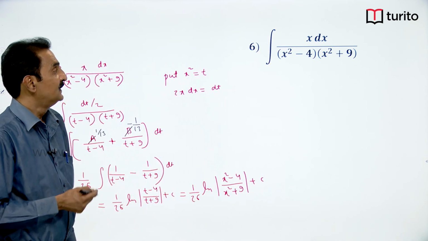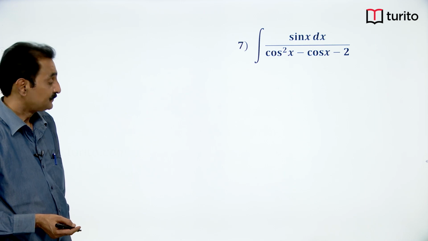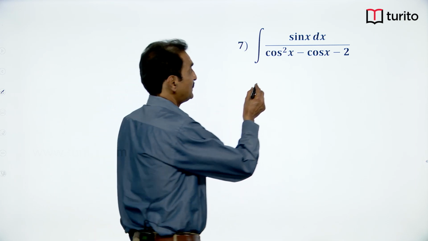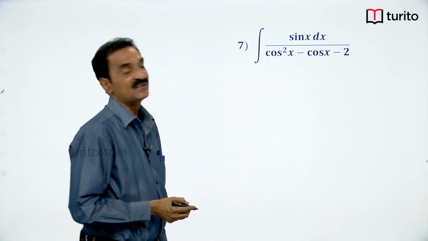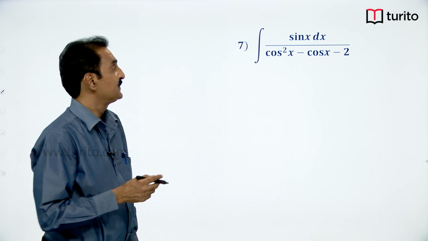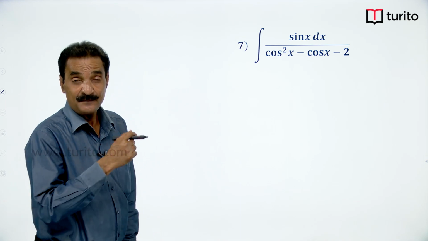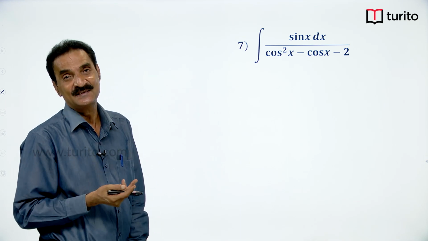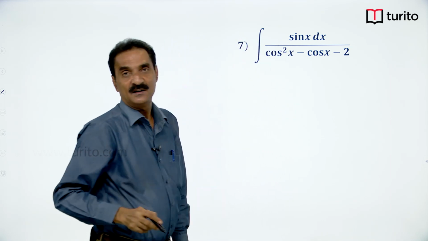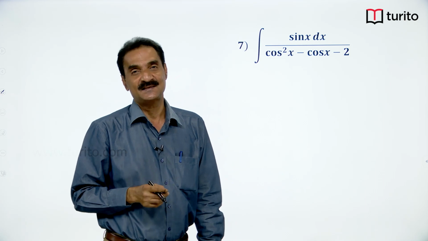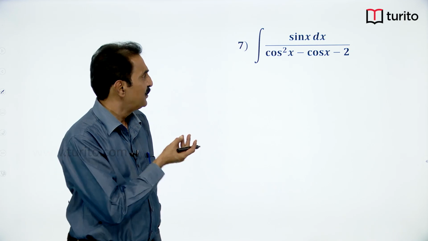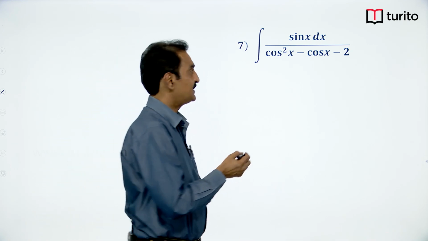Okay. Next question, integral sin x dx by cos square x minus cos x minus 2. We can easily observe that derivative of cos x is minus sin x, and we have sin x here, we can take minus sign outside. So, numerator is the derivative of cos x, denominator is in terms of cos x. So, if you put cos x is equal to t, you can solve it.